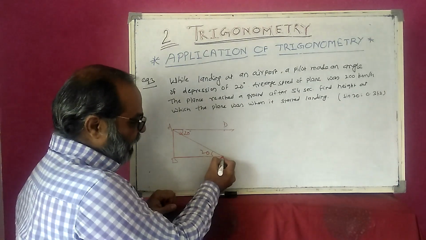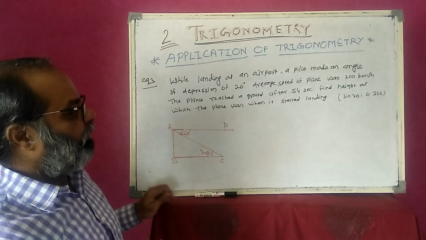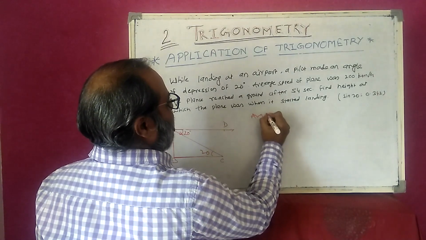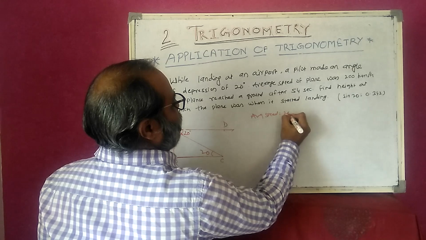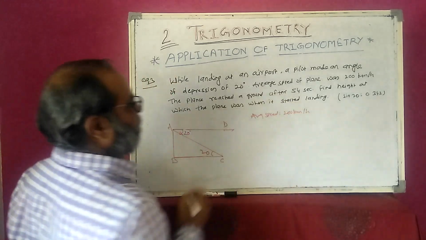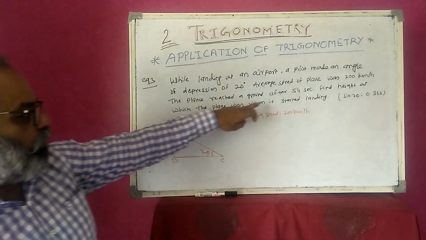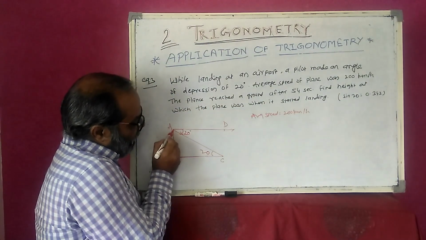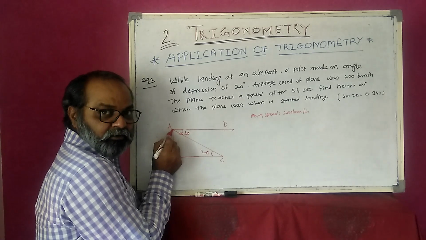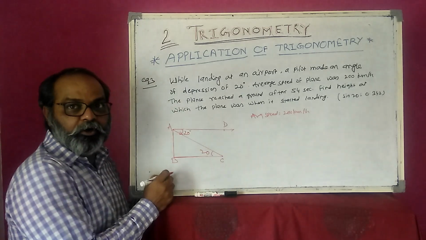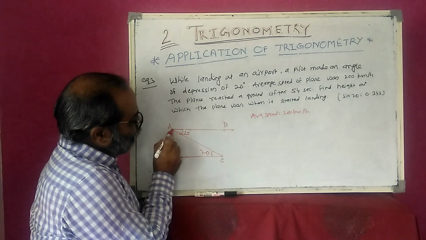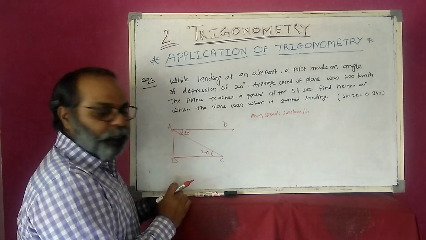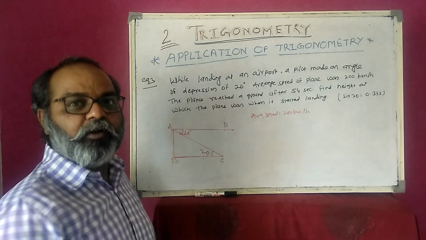At this point, the average speed of the plane was 200 km per hour. The plane reaches the ground after 54 seconds. That means from the start to the point where it reaches the ground is 54 seconds. So from A to C, the time taken by the plane is 54 seconds.